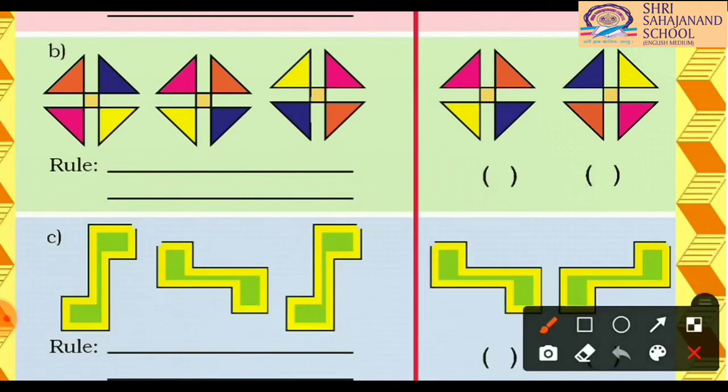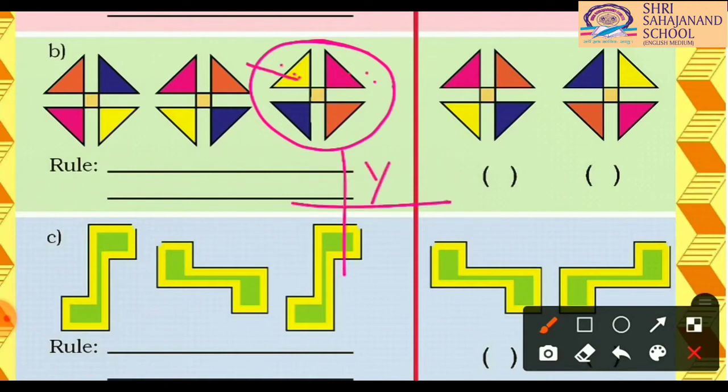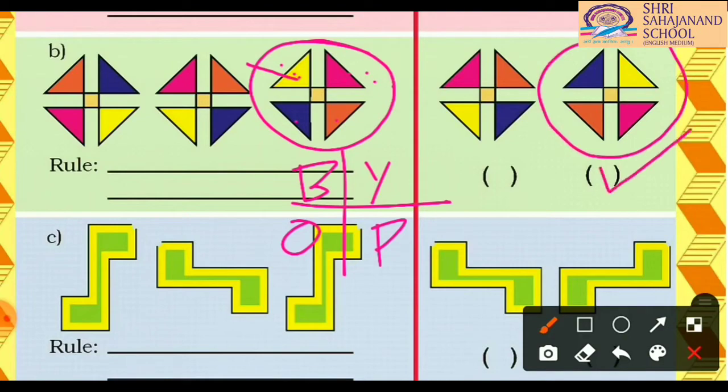So for the answer, check the third picture. The yellow triangle is on the left side, so it will come on the right side. Okay, yellow will be right side and pink triangle will be down side. Orange triangle will be on the left down and blue one will be on the left top. So we can see the second picture will be its right answer.